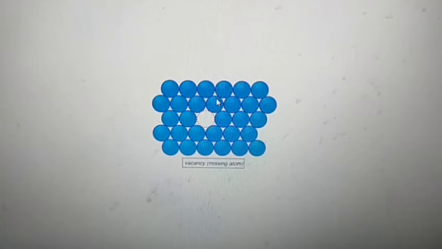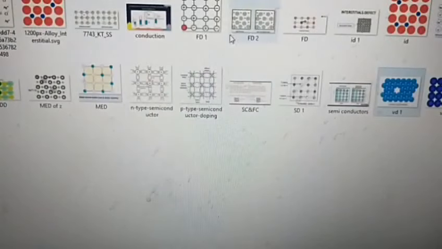So in ionic solids, what happened? Positive and negative charges will be present. So ionic solids should maintain electrical neutrality. That means they should have equal positive and negative charges, then only they will be electrically neutral. So to maintain electrical neutrality, ionic solids show vacancy or interstitial defects in the name of Frenkel and Schottky defects. So what are the Frenkel defect and Schottky defect?